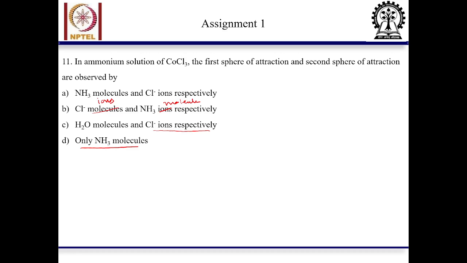So what is the first sphere of attraction? Basically here it is discussing the inner sphere. The second sphere of attraction is basically the outer sphere. Inner sphere means secondary valency, and outer sphere means primary valency. Okay, now can anyone tell which is the correct answer?